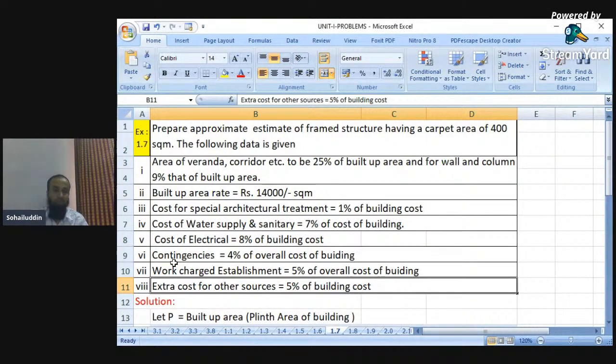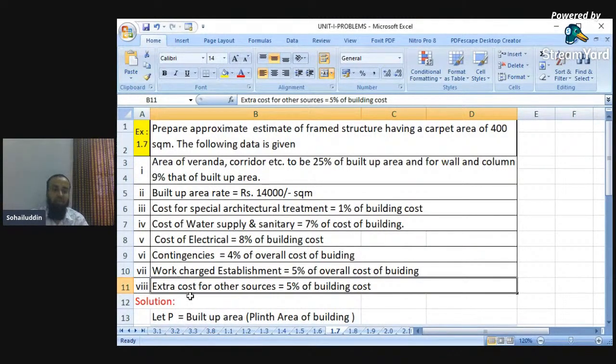The last two, that is serial number 6 and serial number 7, are from the overall cost, but serial number 8, the extra cost for other sources, is 5% of building cost. That is the same as that required for electrification or for water supply and sanitary. It is the same head, but to avoid confusion it has been mentioned at last. It is to be calculated from the building cost, not from the overall cost.